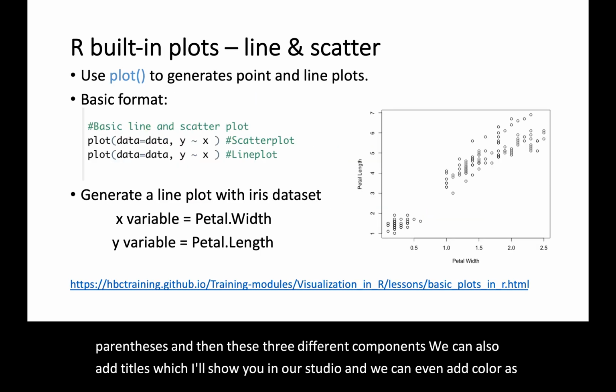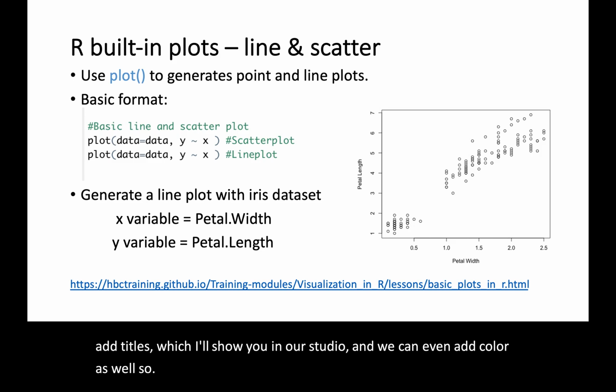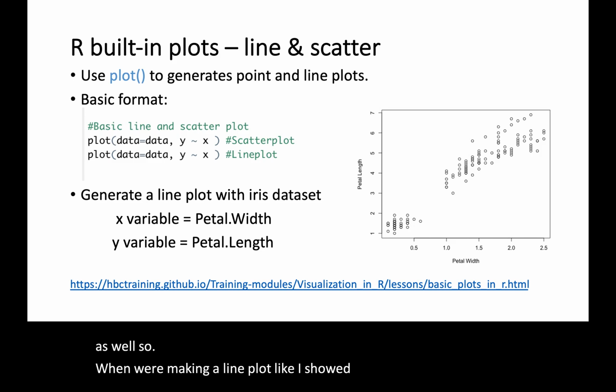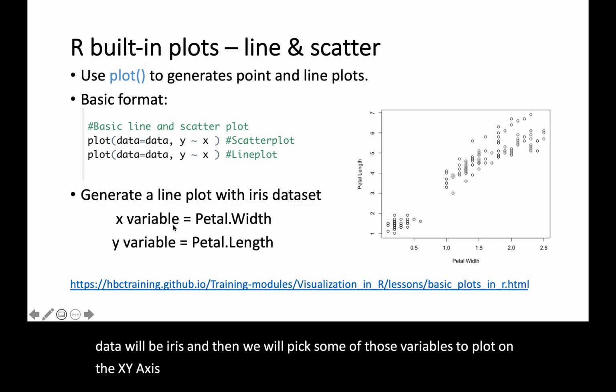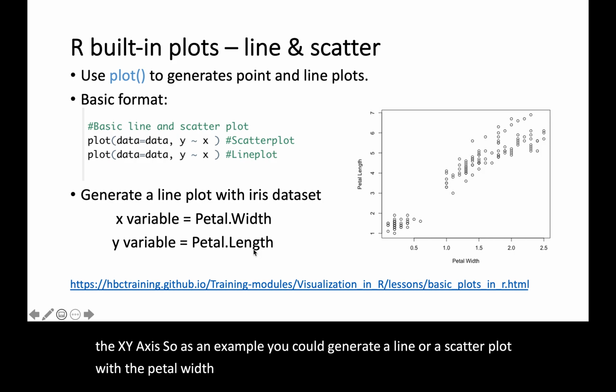When we're making a line plot, like I showed before, the data will be iris, and then we will pick some of those variables to plot on the X and Y axis. As an example, you could generate a line or a scatter plot with the petal width and the petal length being your 2 X and Y variables.